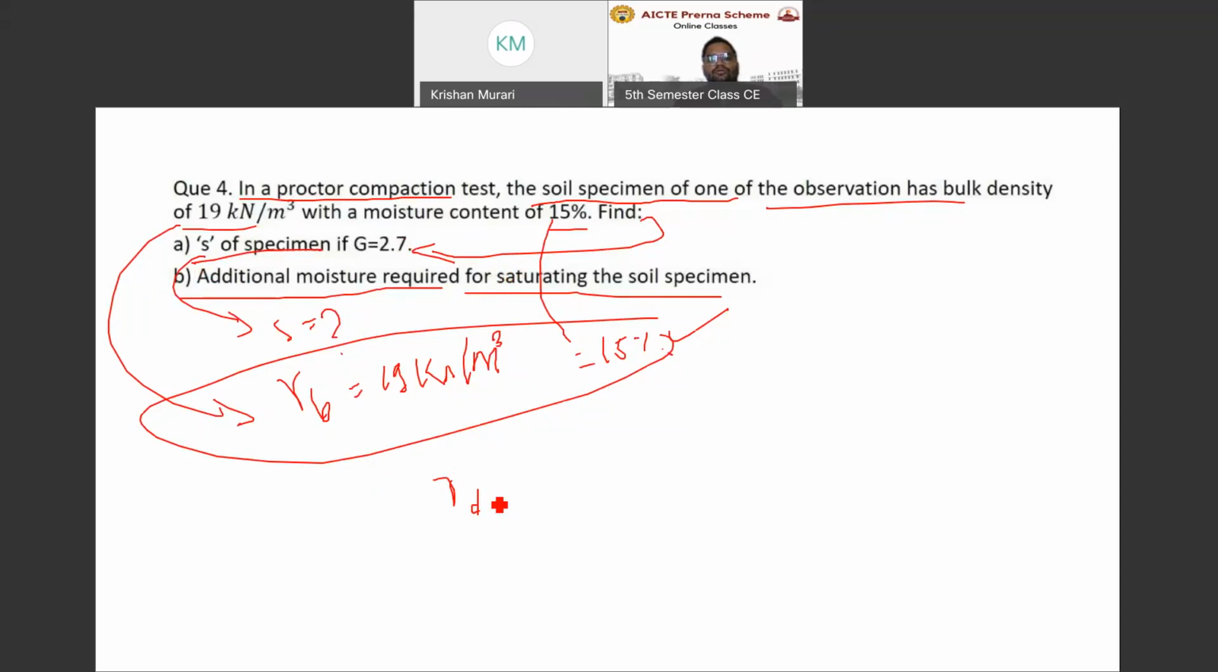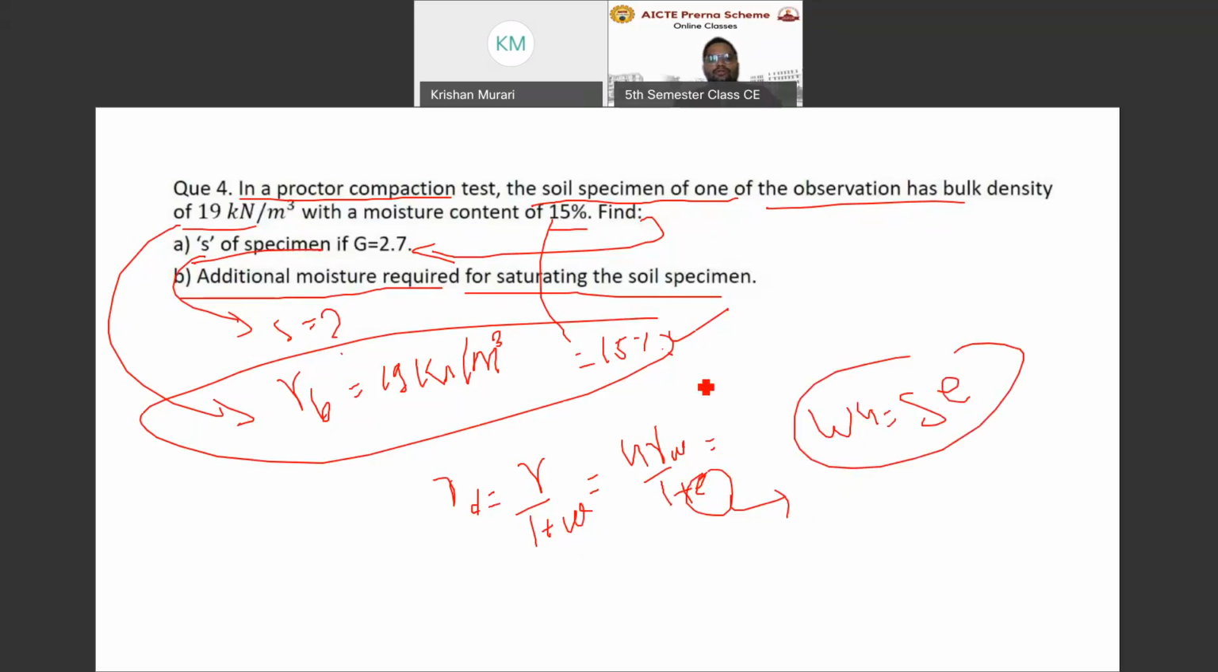Gamma d equals gamma bulk upon 1 plus w, equals G gamma w upon 1 plus e. You can write it here, and find the value of e from here, and after that wG equals Se. That is the same process that we did in the last question. Next, part B is very important in that case.